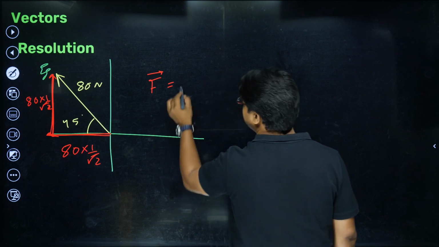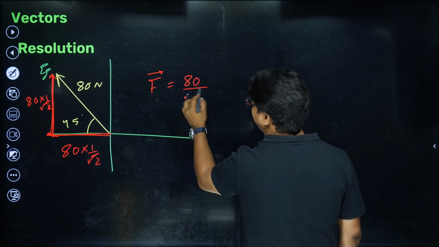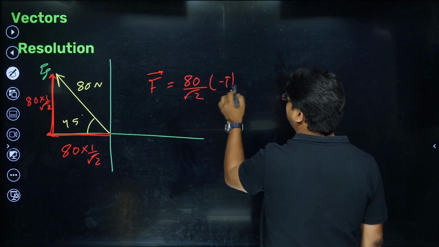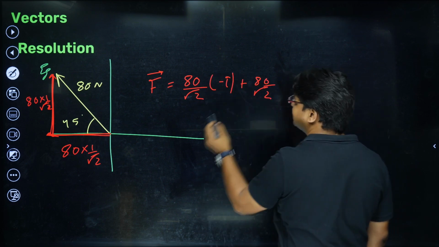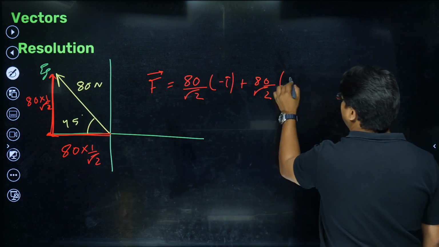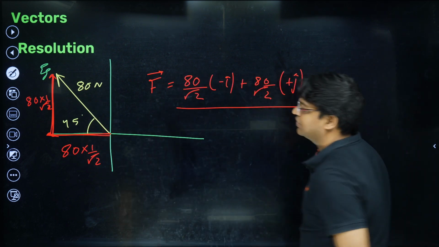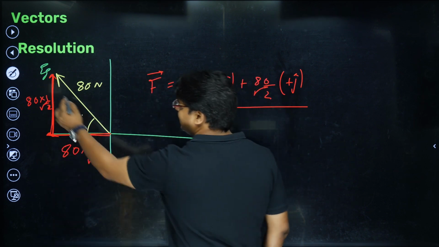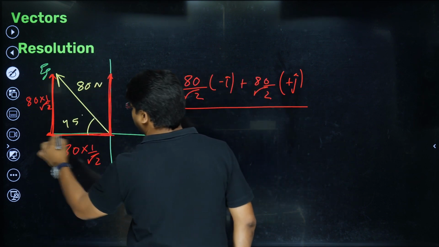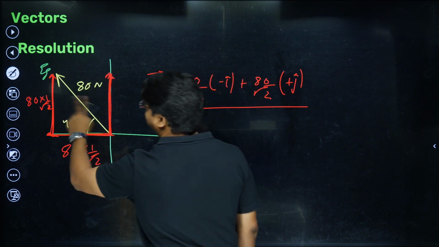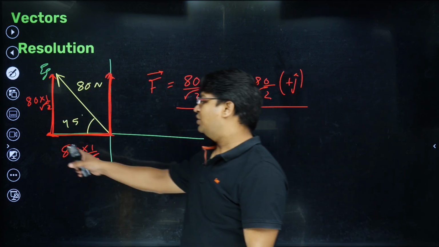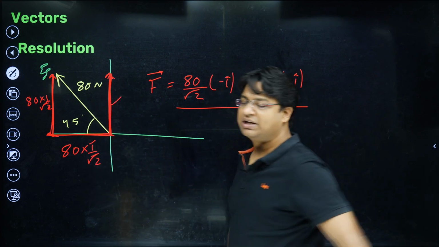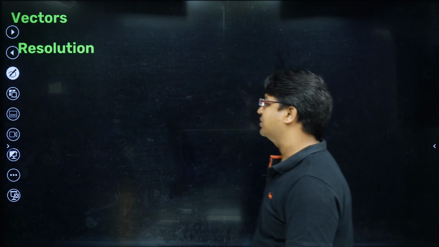So how do we write this vector? This vector will be written as 80 by root 2, notice the direction, it is minus i cap, and 80 by root 2, notice the direction, this direction is plus j cap. And there's one more thing, guys. It is not necessary that you have to draw the arrow here only. You can draw this arrow here also, like one component like this and the other component like this, because of the property of invariance, it is okay to draw the arrow here or here, wherever you like. This method, drawing along the axis, will be more beneficial to you when we do the questions.